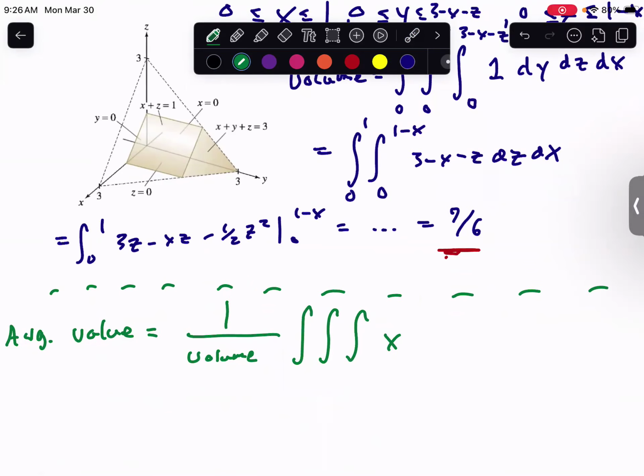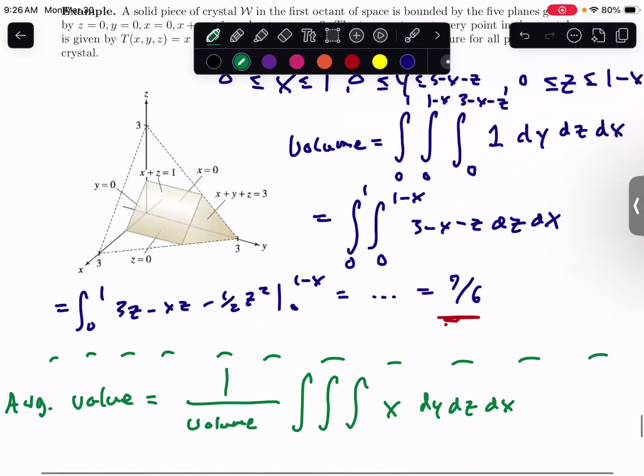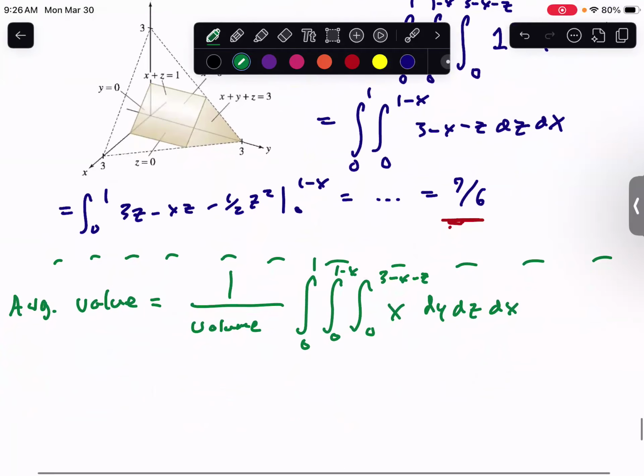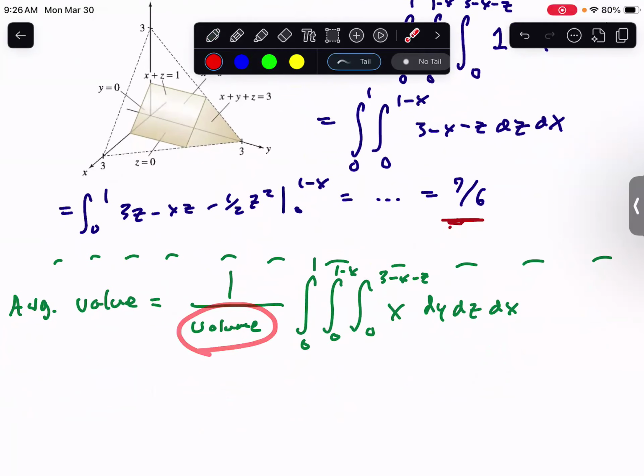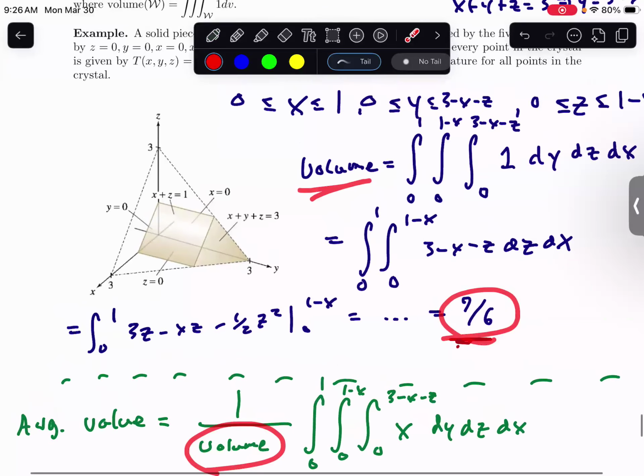So it's still going to be dy, dz, dx, where y ranges from 0 to 3 minus x minus z, z ranges from 0 to 1 minus x, and x ranges from 0 to 1. And so we found that this volume was equal to 7 over 6. That's what we computed here, was the volume.